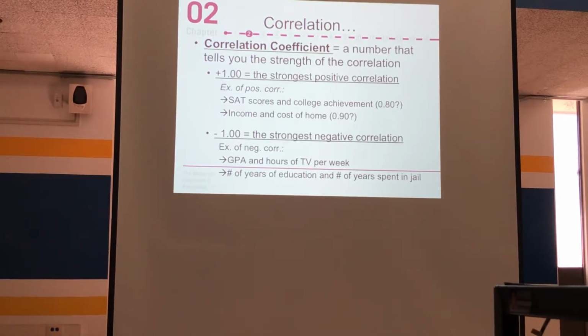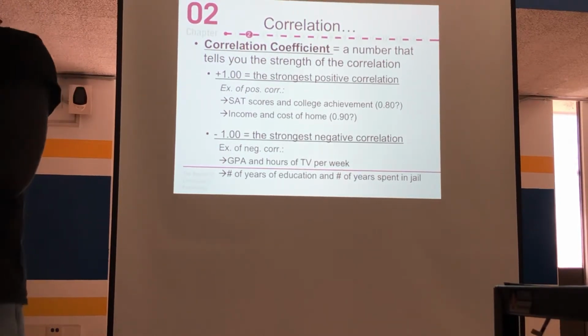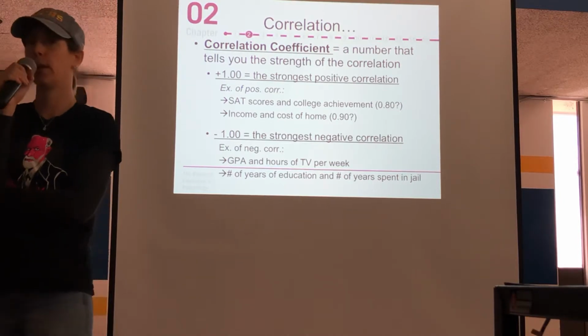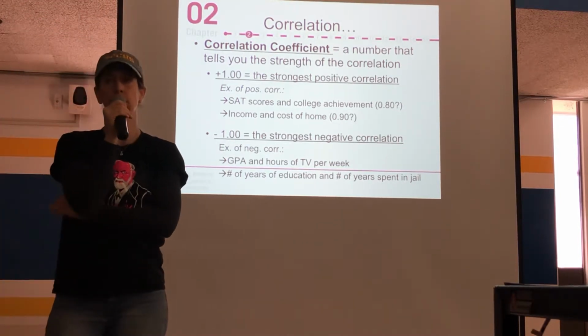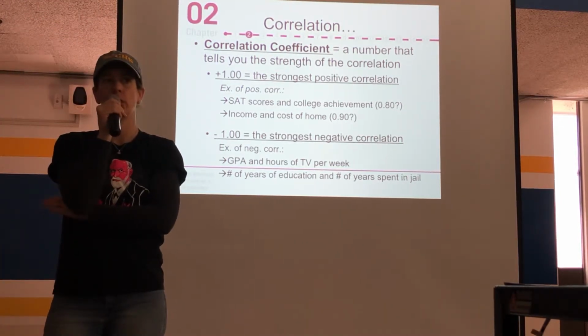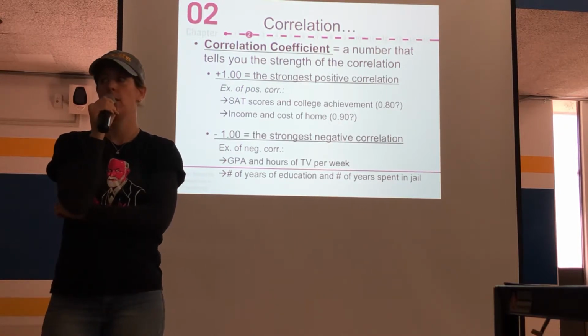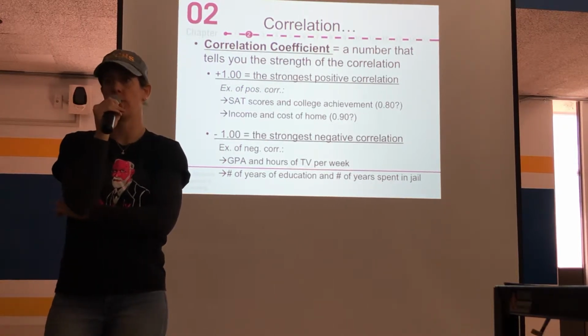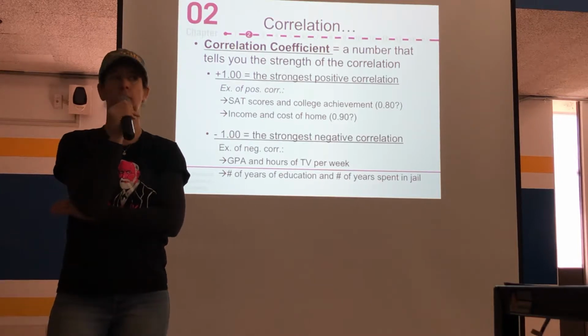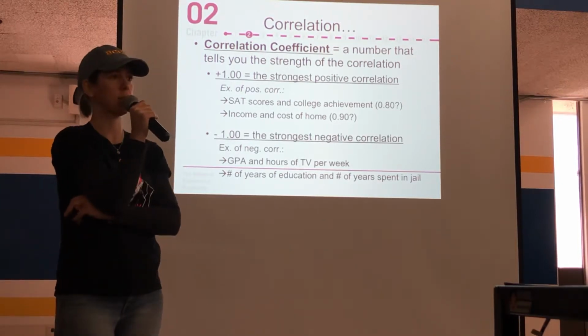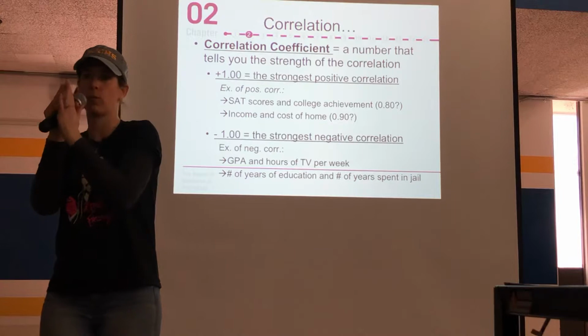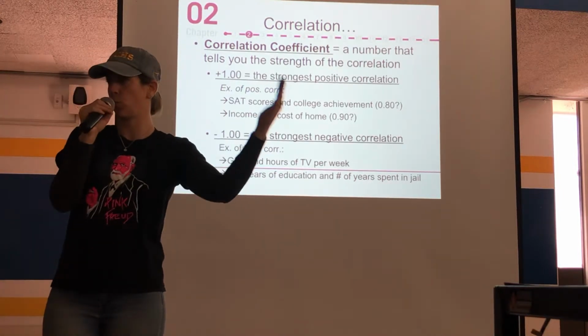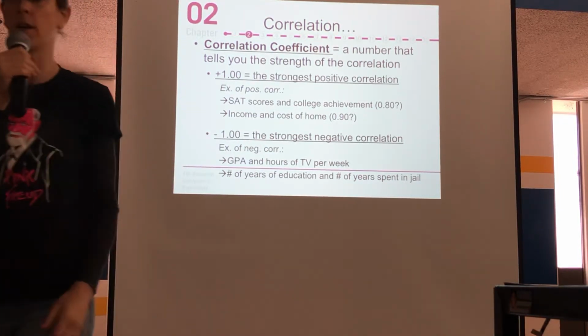Which is the strongest correlation? A, 0.9. B, 1.18. C, negative 0.95. Negative 0.95. So even though it's negative, it's still closer to negative 1 than 0.9 is to 1. So it would be considered stronger.